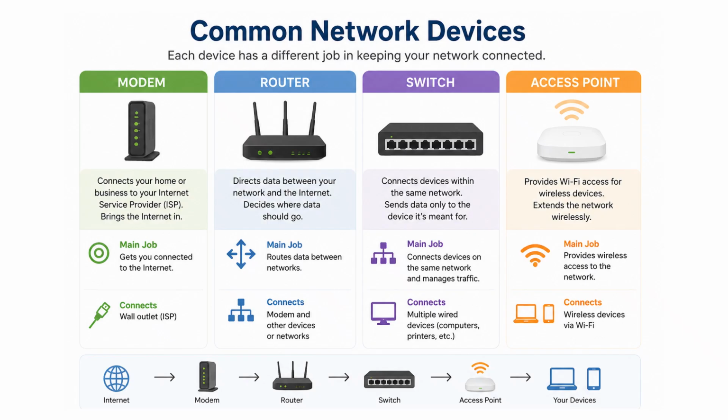So let's compare these devices one last time before we see them working together to complete a network. Notice that each device has a specific job. The network interface card allows an individual device to connect to a network. The modem brings the internet connection into the building from an ISP. The router directs traffic between the local network and the internet. The switch connects multiple wired devices so they can communicate effectively.